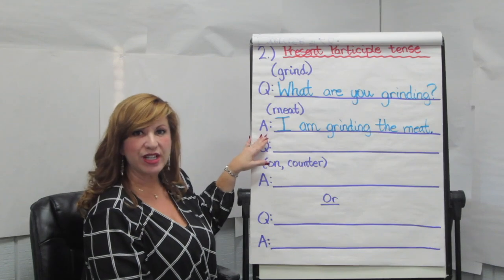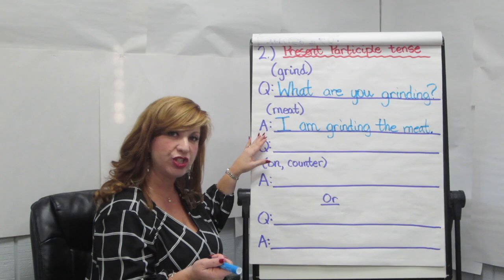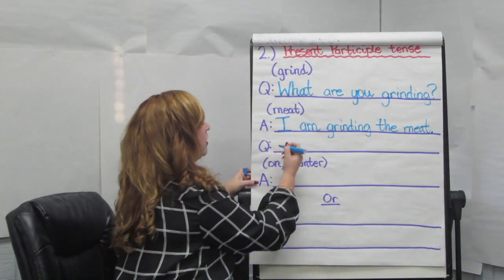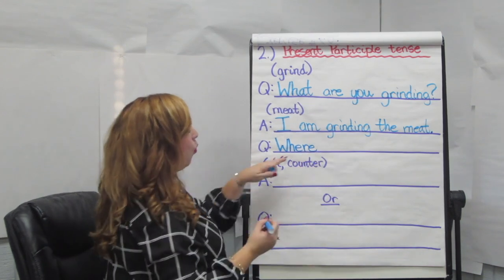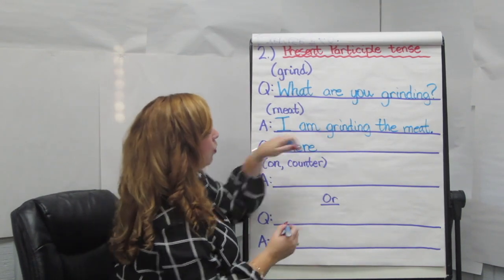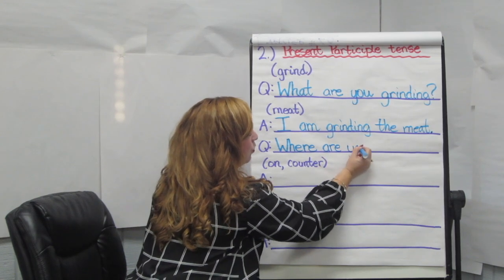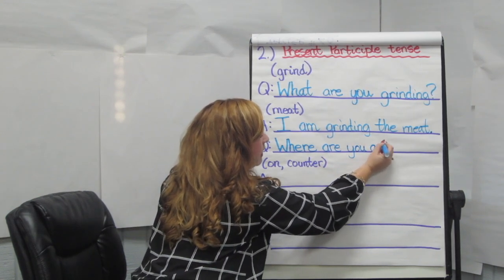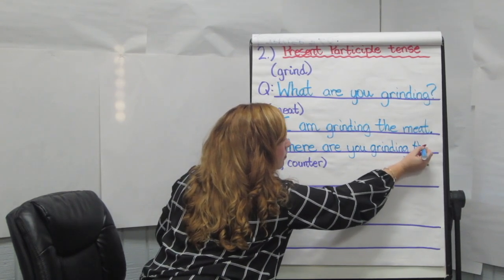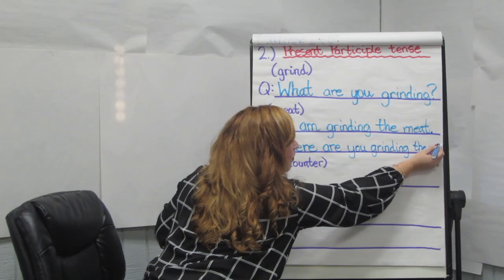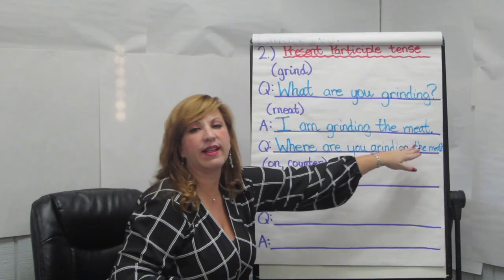Now the second question is our where question. Remember, the where is going to ask for the location. So my question word is where. Where are you grinding the meat? Where are you grinding the meat?